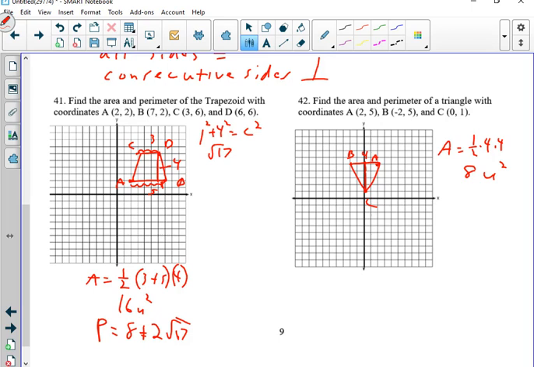Perimeter, well, we know this is 2, we know this is 4, so 2 squared plus 4 squared equals c squared. So that's 4 plus 16, that's square root 20. But we can break that down, radical 4, radical 5, so c is equal to 2 radical 5. So the perimeter is equal to the base, 4, plus 2 radical 5 and 2 radical 5, which is 4 radical 5.